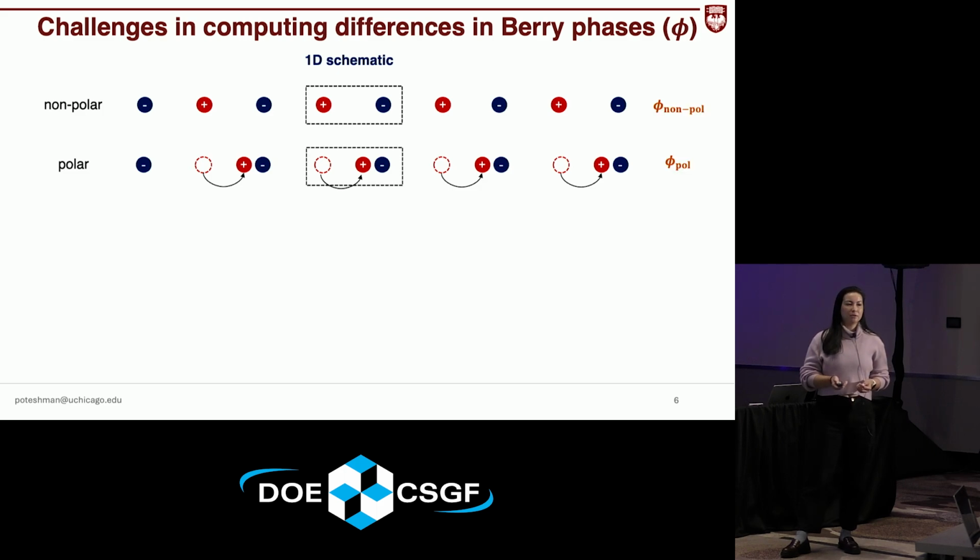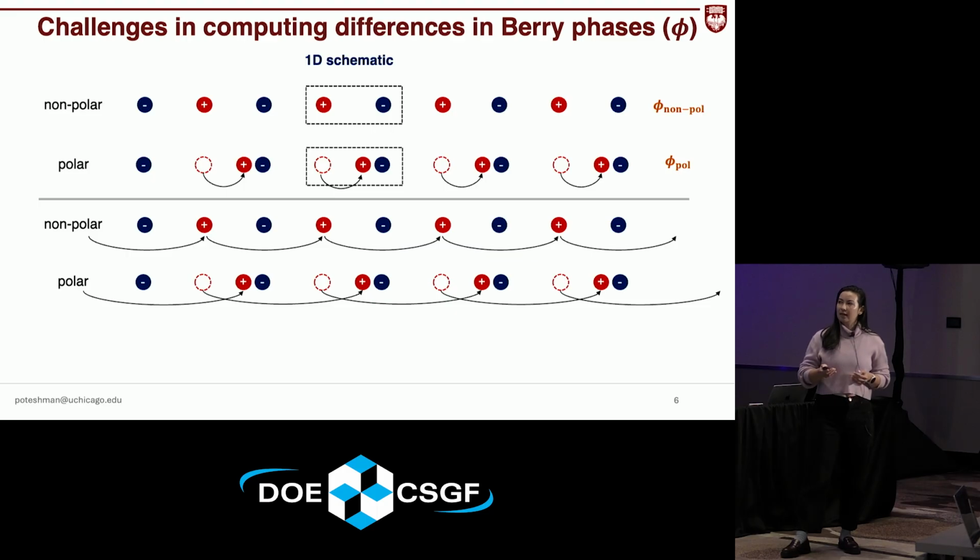We simulate this by looking at one unit cell and applying periodic boundary conditions, and we can now compute an associated Berry phase. And now if we take the same charge distribution as the top, but we apply a gauge transformation where we shift every single positive charge by exactly one unit cell, the distribution of charge is exactly the same when we look at our single unit cells. But now when we compute Berry phase, we might get a slightly different number.